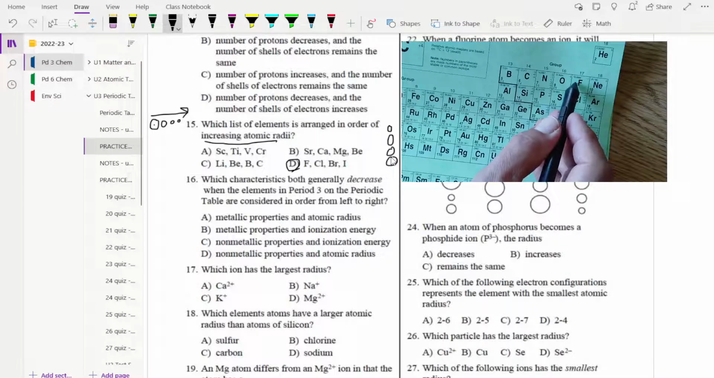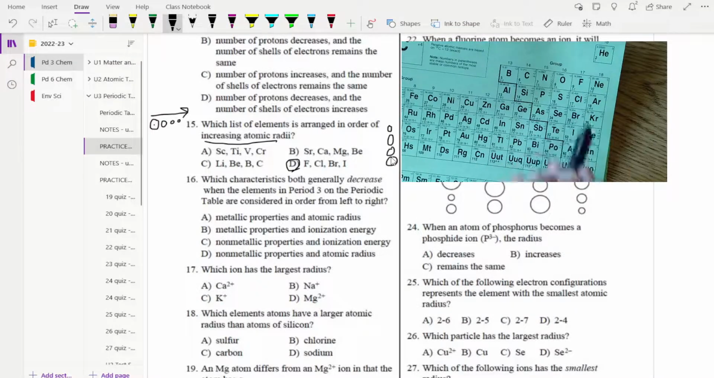Remember the shielding effects we just talked about? Who has the most shielding effects? Iodine, so it has the largest radius. Those electrons are pulled the weakest by iodine. All right, let's move on.